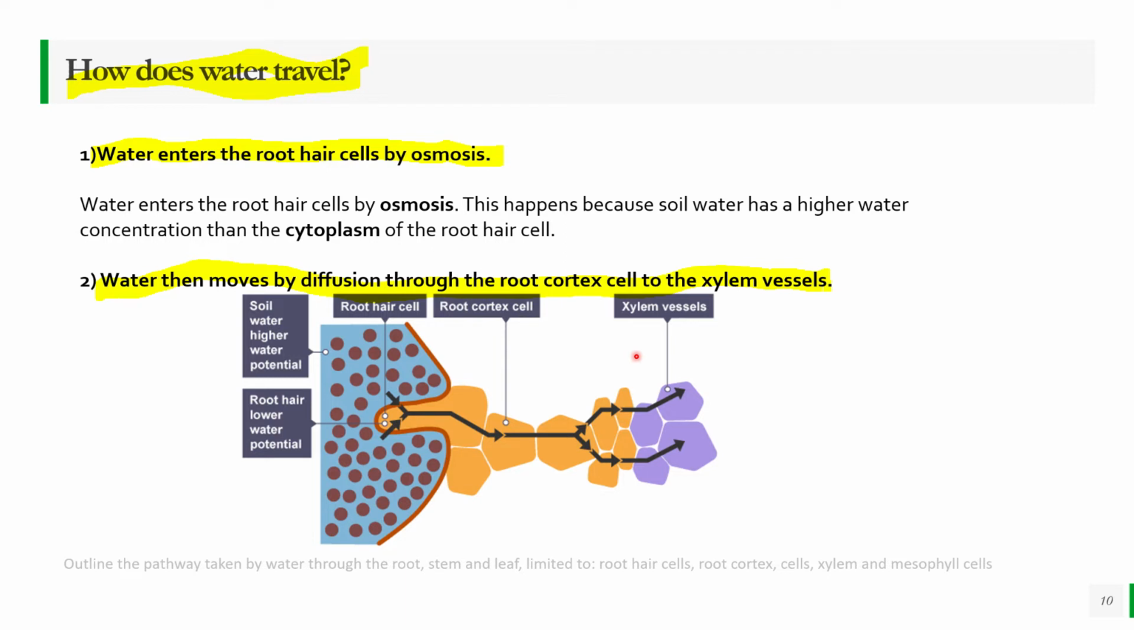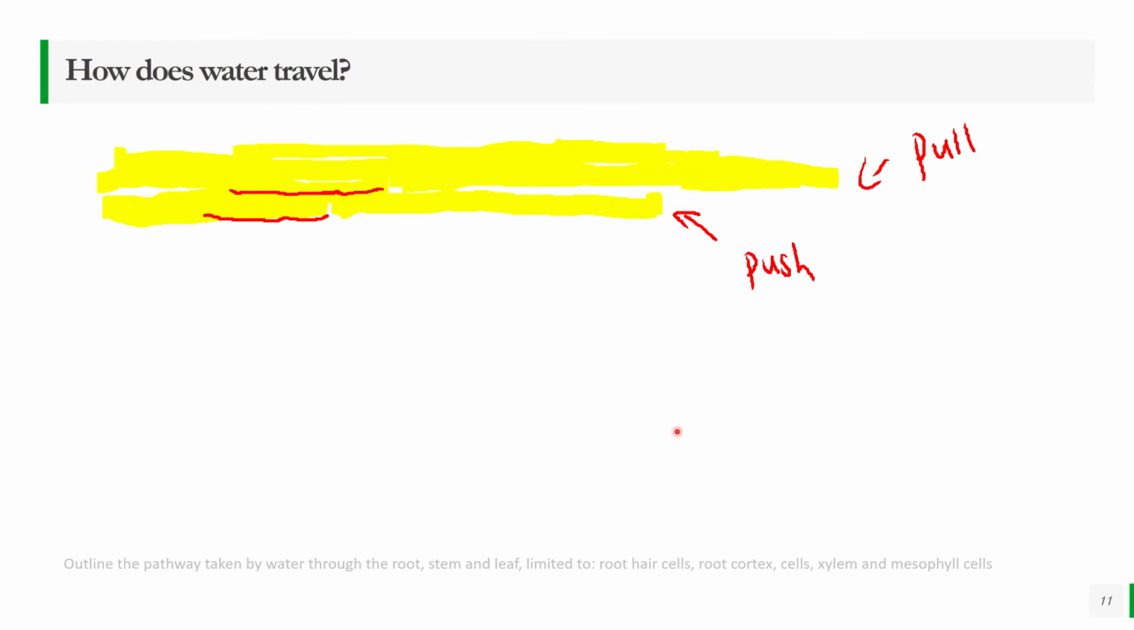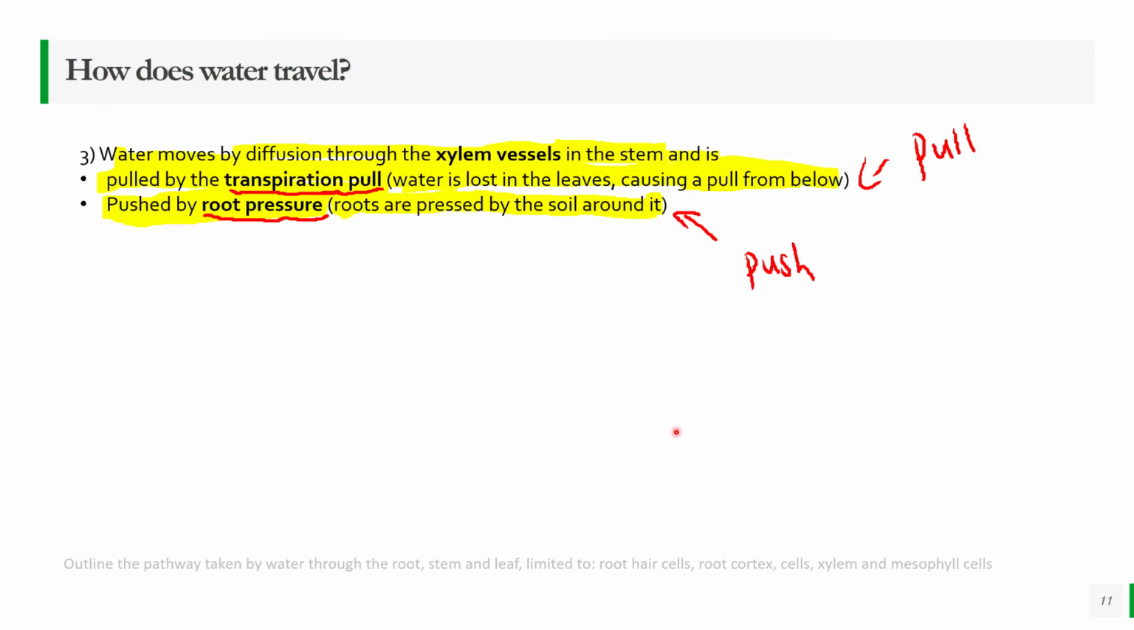Okay, so from the soil to the root hair cell to the root cortex cell, and then to the xylem vessels in the stem. Okay, the next step is water will have to go up, right? Since air akan pergi ke leaves. Pasal apa leaves? Because the leaves have chloroplasts, and this chloroplast is where photosynthesis takes place.